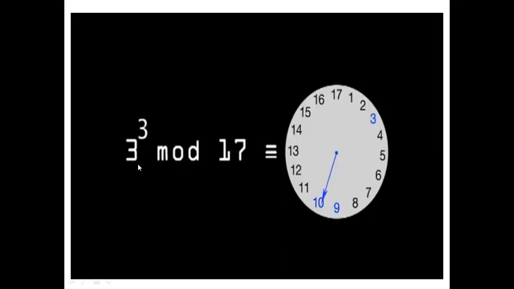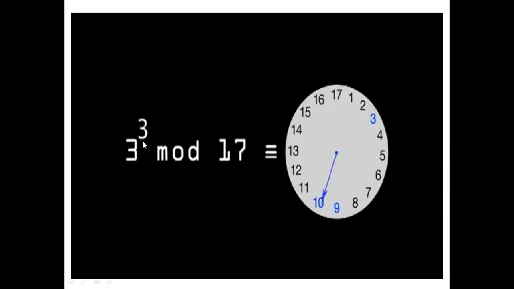Again, I raise this 3 to the power 2, 3 squared. 3 squared is 9, and 9 mod 17 is 9, so my remainder is 9. Again I raise it to the power 3. 3 cubed is 27. 27 mod 17 means 27 divided by 17: 17 ones are 17 and the remainder is 10, which is marked here.